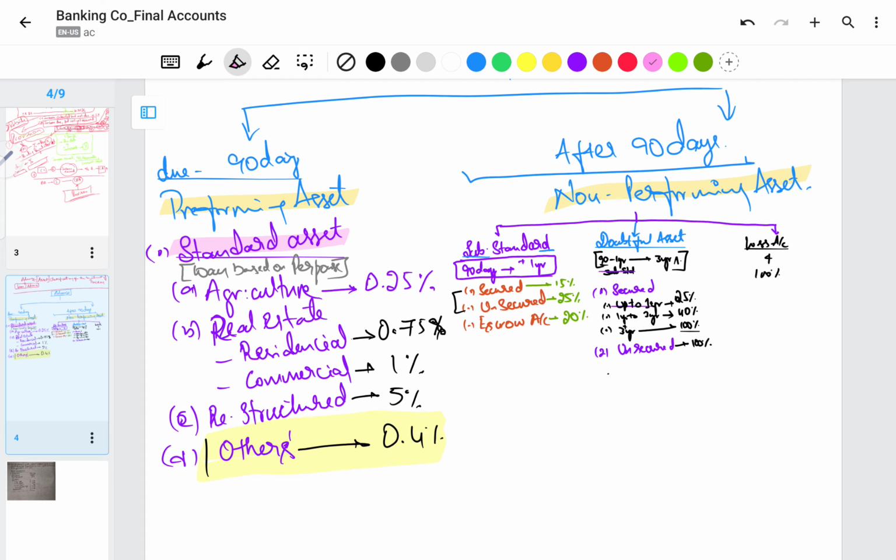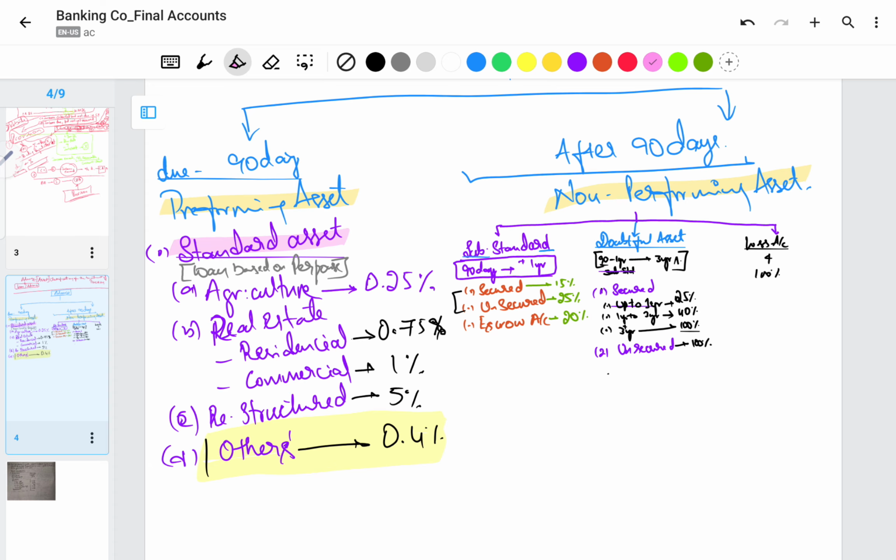If it is for real estate, then we classify into two. One is residential purpose, the other is commercial purpose. If it is for residential purpose, then 0.75%. If it is commercial, then 1%.